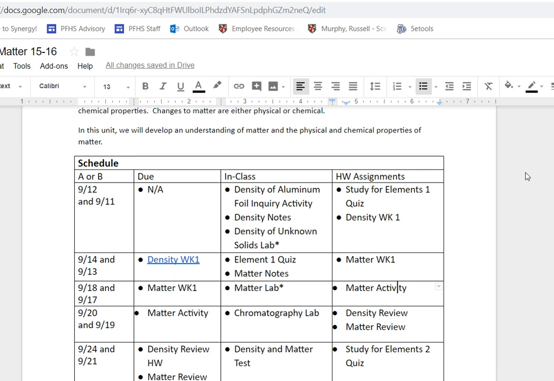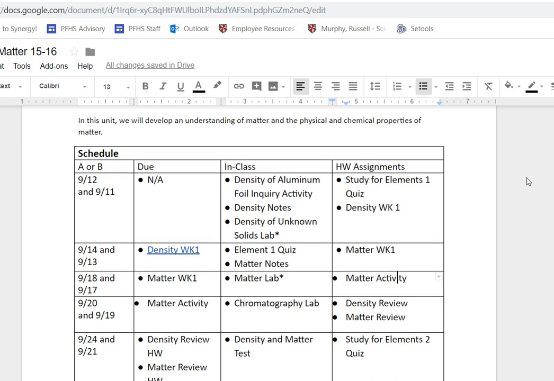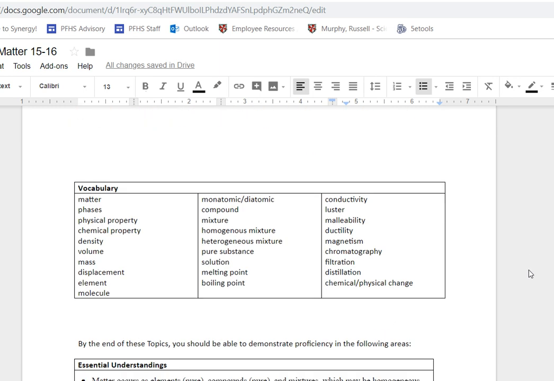But while we're talking about the upcoming things, the matter notes that we're about to do have a lot of vocabulary in them. And if you flip to the page, it has all the vocabulary list. These terms, all of these terms, you need to know before we go into the test. All right? You need to know every term up here. Some of these we just covered in density, so you're probably good on them, but we're about to add a whole lot to them.